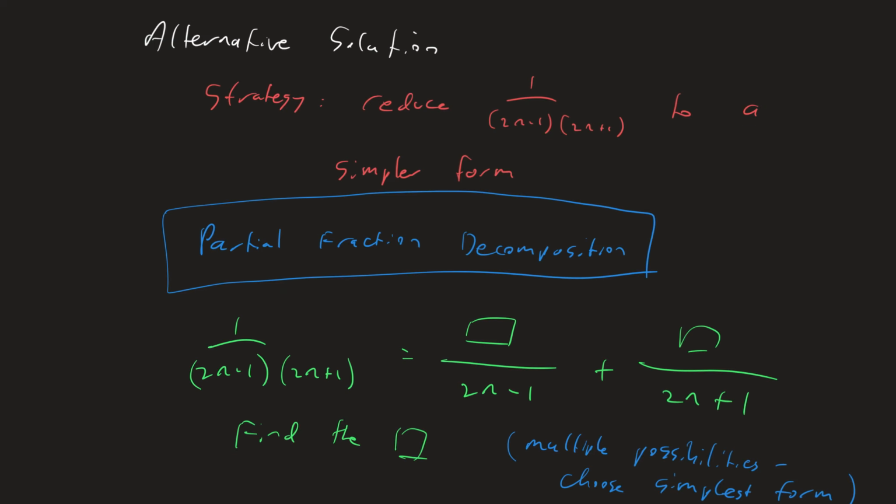There is an alternative solution to this problem. It would eliminate the need for doing a trial and error solution, which we did earlier, and it follows a basic principle in mathematics that when you have an expression, you try to reduce it first to a simpler form. And in this case, we use what's known as a partial fraction decomposition.